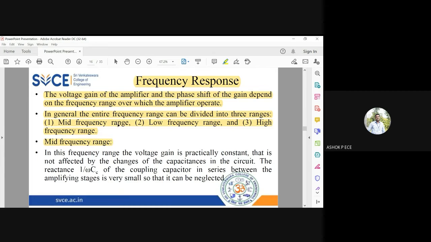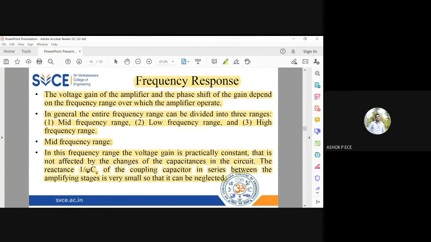The mid frequency means the frequency is stable. So the voltage gain is going to be constant. In the mid frequency, the voltage gain variation will not be there. I can say the voltage gain is stabilized, or I can say the Q point is exactly at the center. So the amplifier is going to be in the active region. So it is going to provide a constant amount of gain. The circuit is not affected by the capacitance in the circuit.